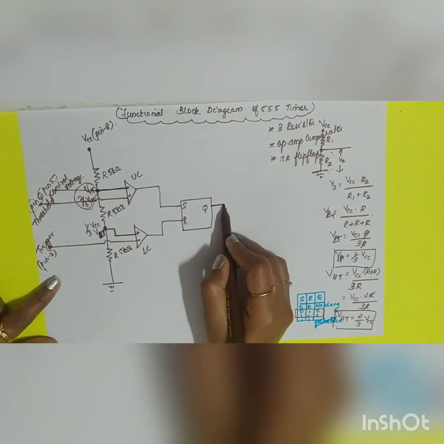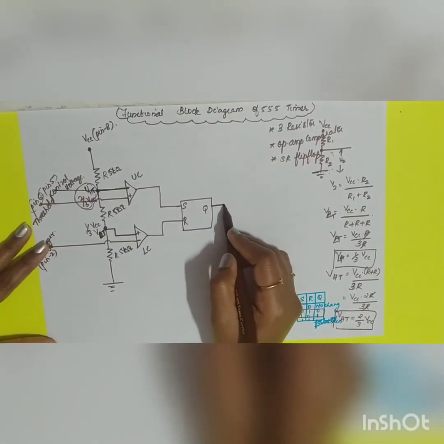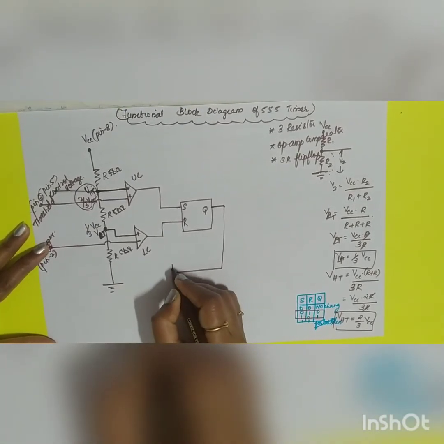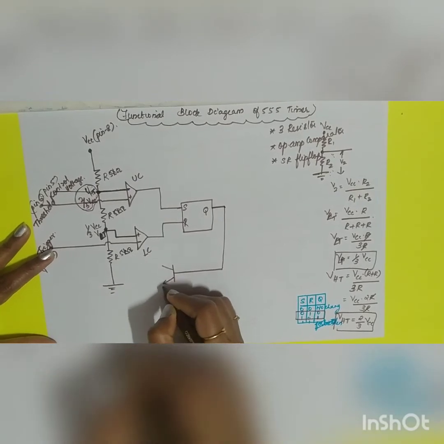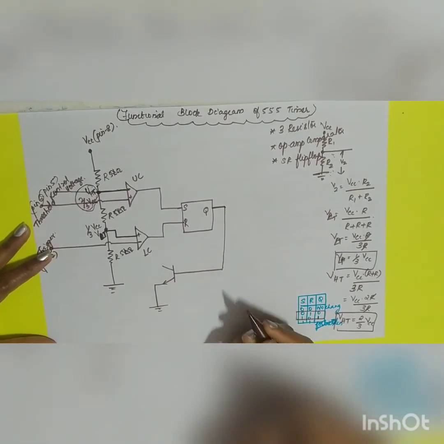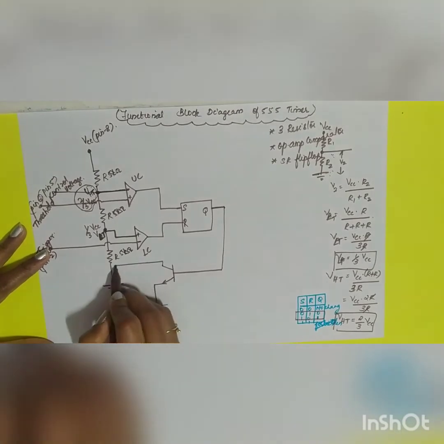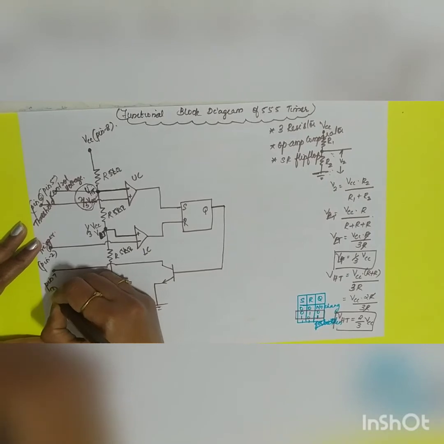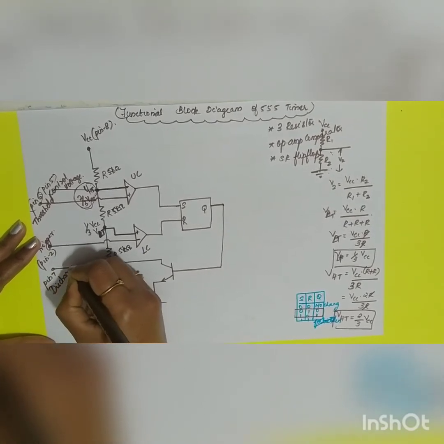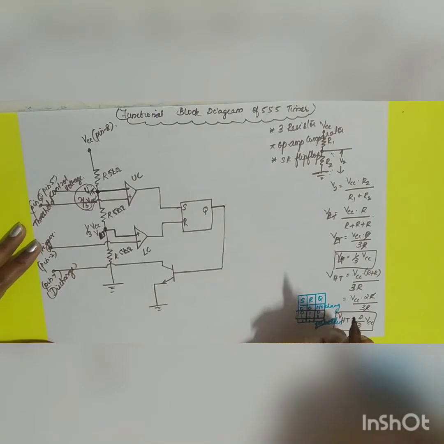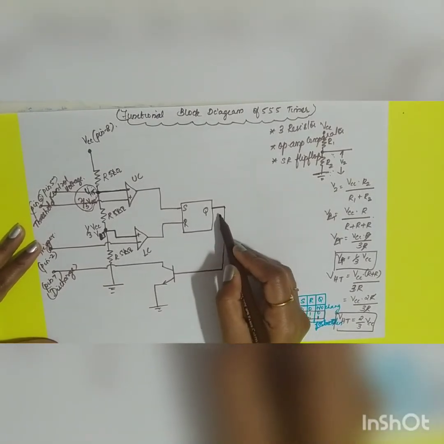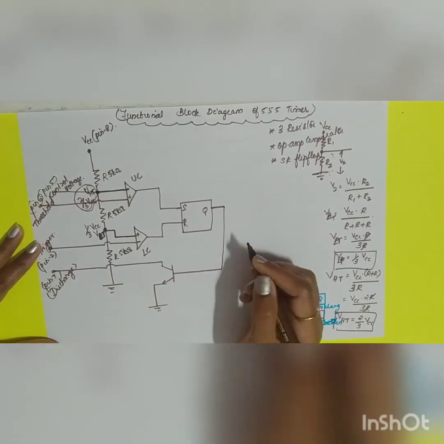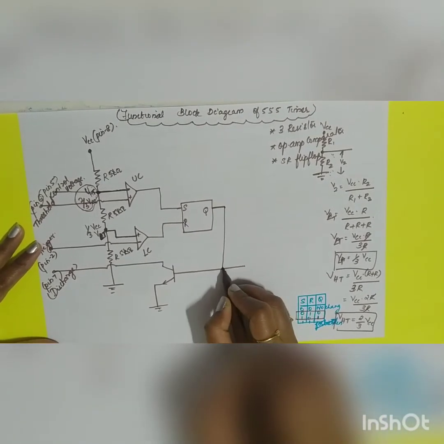Now this output of the flip-flop will be serving three different circuits. The output of the flip-flop will be serving as the input to a transistor, an NPN transistor, which is going to your discharge pin. The emitter will be grounded, and the collector will be given to pin 7, right, which is called discharge. Okay, so if Q is high, your transistor will be on. If Q is low, your transistor will be off. Now this will again be serving the second state.